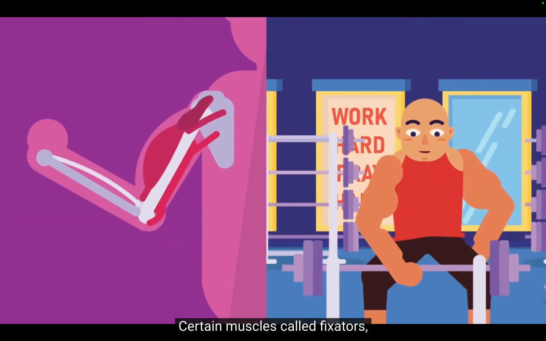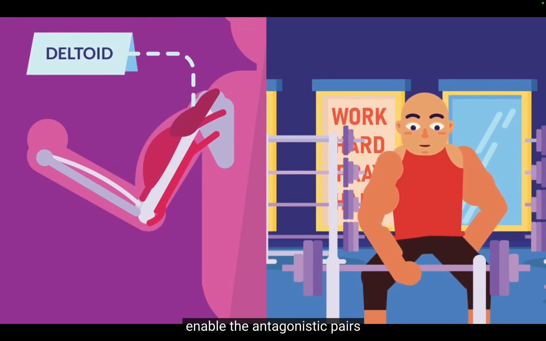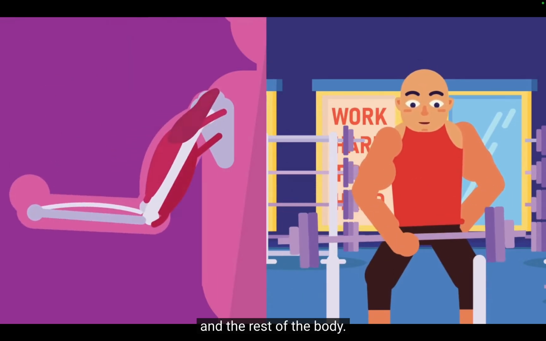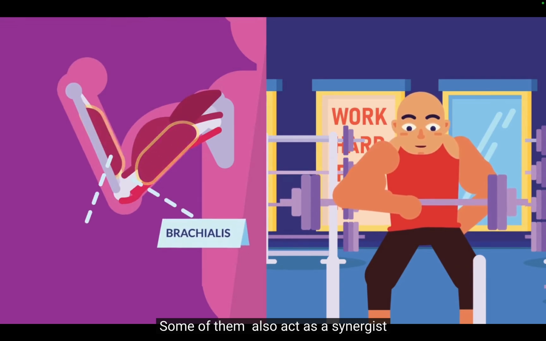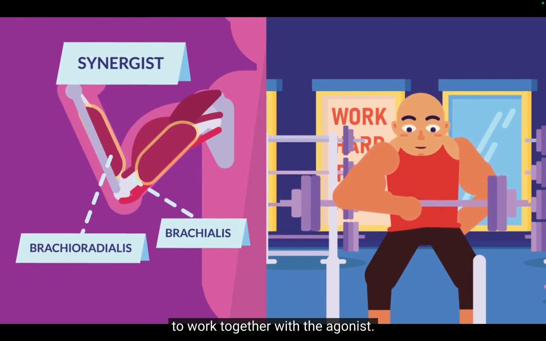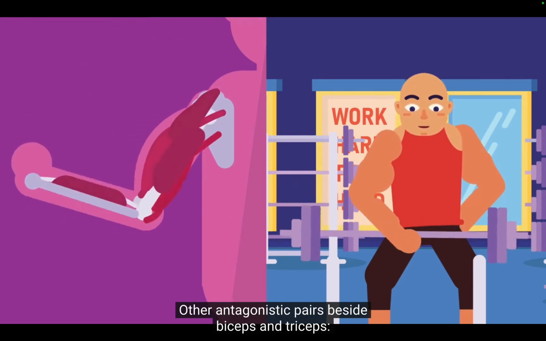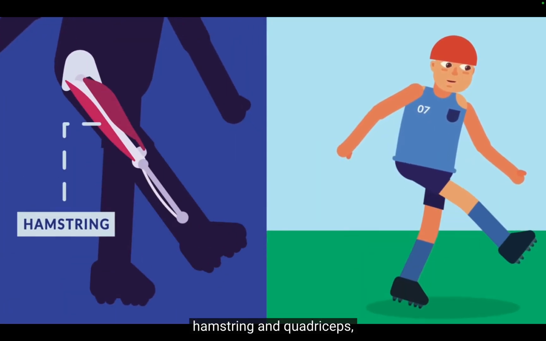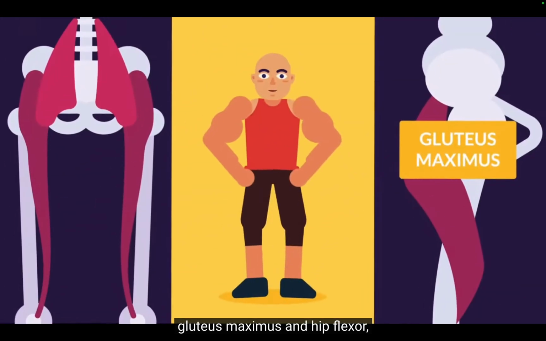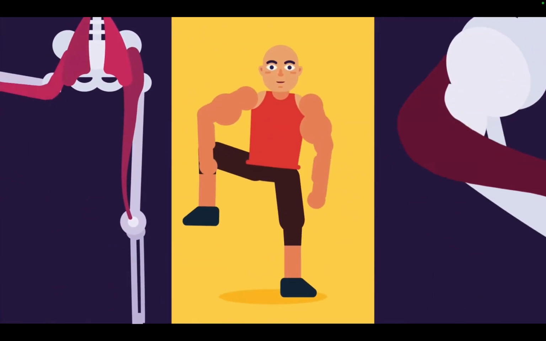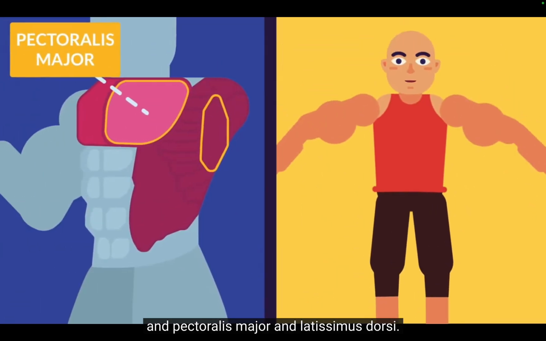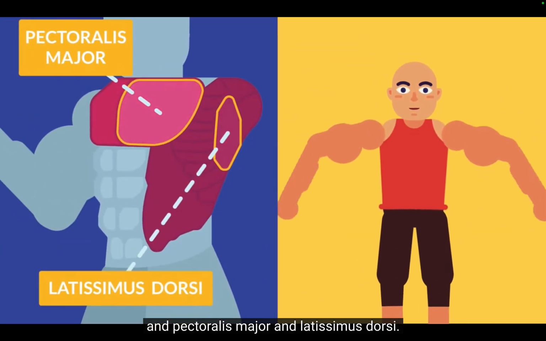Certain muscles called fixators enable the antagonistic pairs to work efficiently by stabilizing and supporting the joint and the rest of the body. Some of them also act as a synergist to work together with the agonist. Other antagonistic pairs besides biceps and triceps: hamstring and quadriceps, gluteus maximus and hip flexor, gastrocnemius and tibialis anterior, and pectoralis major and latissimus dorsi.